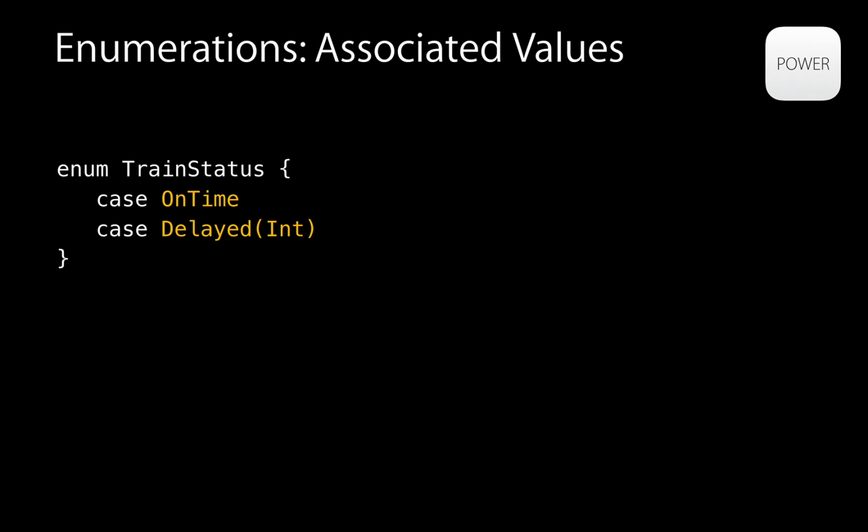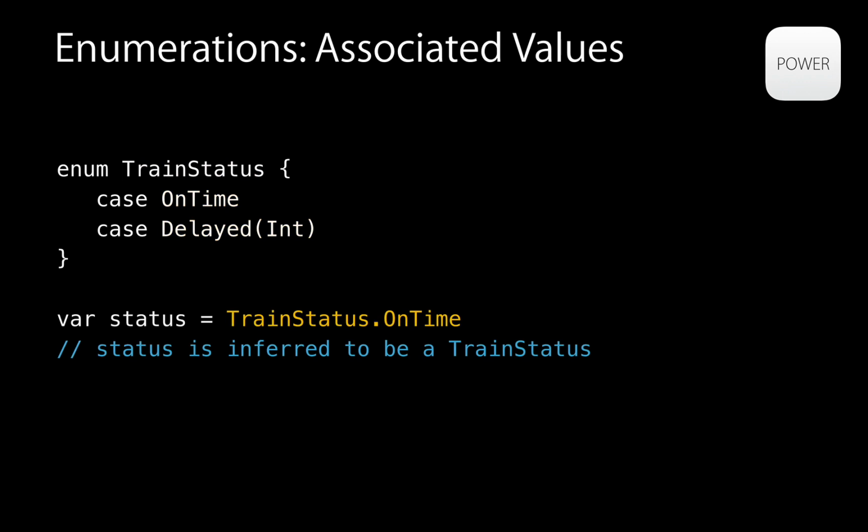Let's see how we work with that. I'm going to create a status variable, and I'm going to set its initial value to TrainStatus.OnTime. Trains very optimistically always start on time. But as we all know, sometimes stuff happens and they get delayed. And so we can change that just by saying, hey, it's now delayed, and we can supply the value 42 minutes right there. So that's an associated value. Very powerful, but we can do more than this.